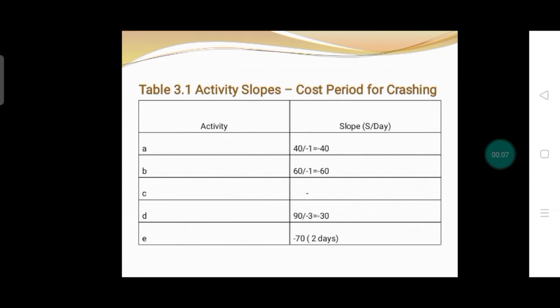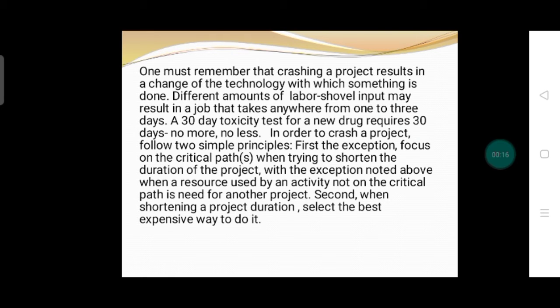In table 3.1, this table represents the activity slope cost per period for crushing. One must remember that crushing a project results in a change of technology with which something is done. Different amounts of labor or shovel input may result in a job that takes anywhere from 1 to 3 days. A 30-day toxicity test for a new drug requires 30 days, no more, no less.